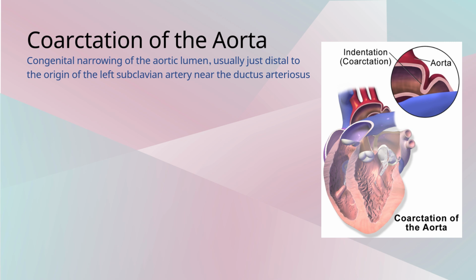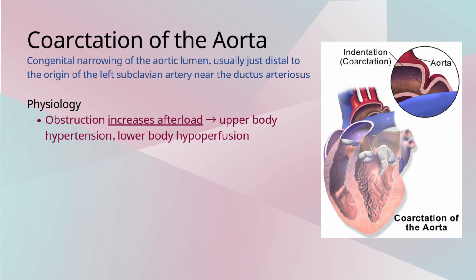All right, our next defect is coarctation of the aorta, or coarc for short. This is a congenital narrowing of the aortic lumen. It's usually just distal to the origin of the left subclavian artery near the ductus arteriosus, just like you can see in that graphic there. This obstruction can cause increased afterload. If you remember, afterload is basically resistance.